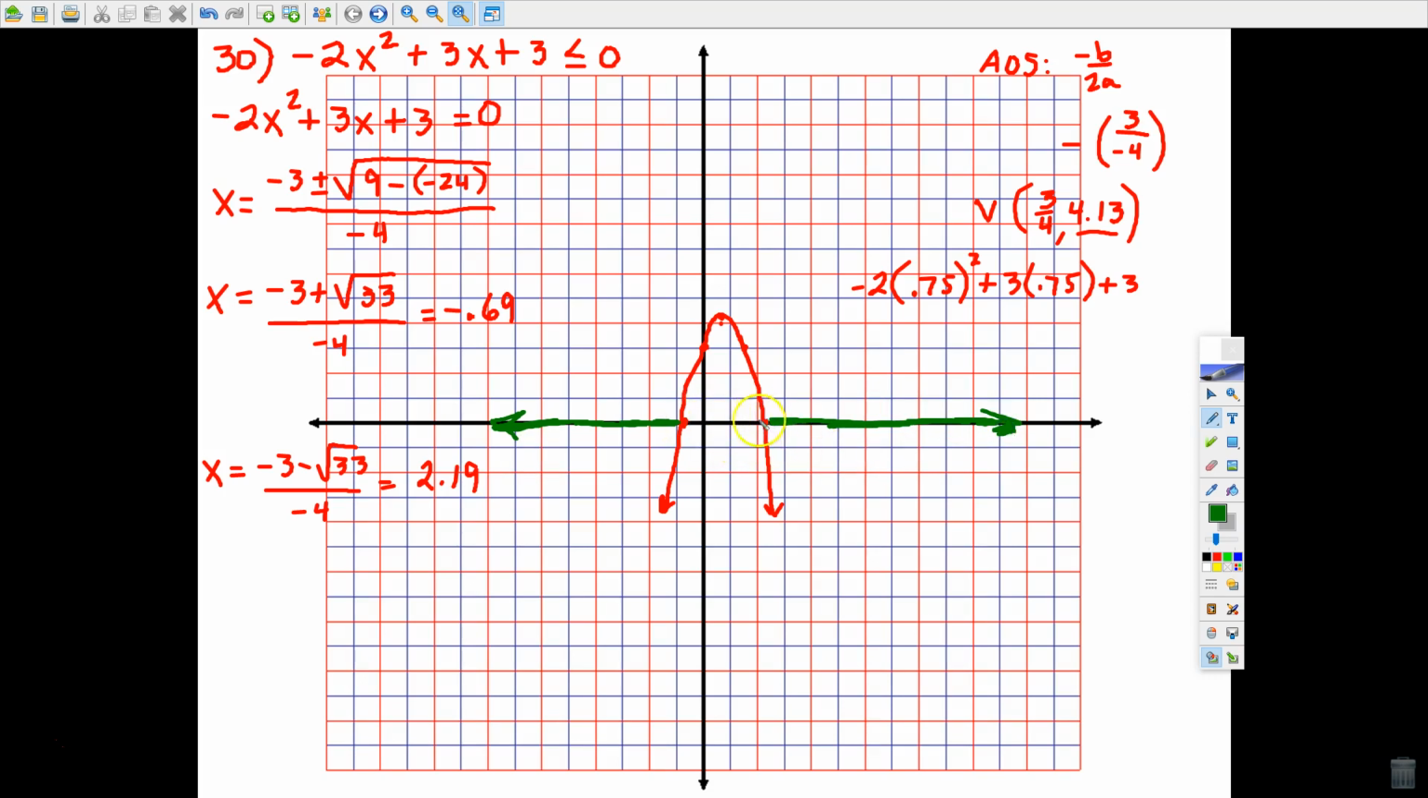Notice all the ones in between represent where the parabola is above the x-axis. Well, that's just the opposite of what this says. Where are they below the x-axis? So now we're ready to state our answer.